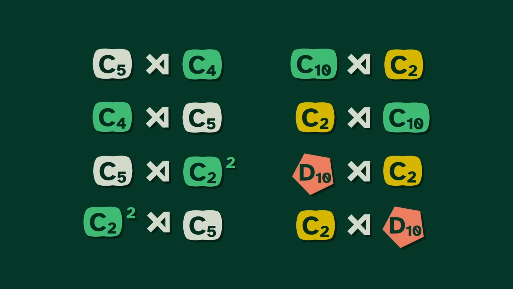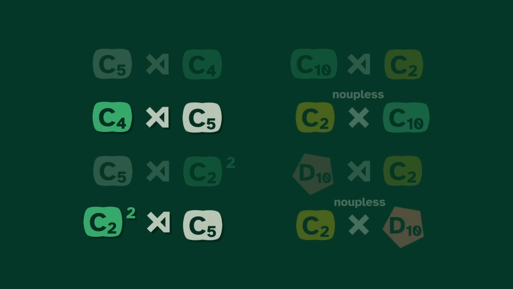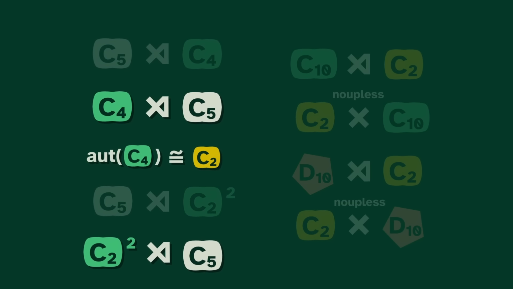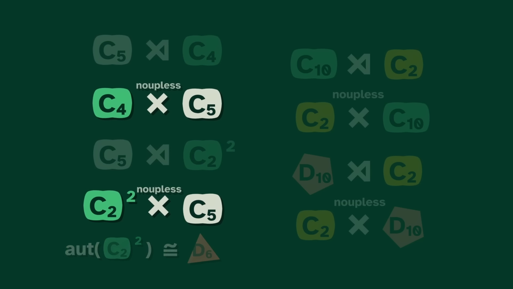Where should we start? These ones have C2 on the left, so they must be direct products. Yeah, they're NOOPless. And then these ones have C5 on the right, so the automorphism order divides 5. It can be 1 or 5. But the automorphisms of C4 are the group C2, which doesn't have any elements of order 5. So it has to be the identity automorphism. It's a direct product. And the automorphisms of C2 squared are D6. Also no order 5, so that's direct too. Yeah, these are both NOOPless.